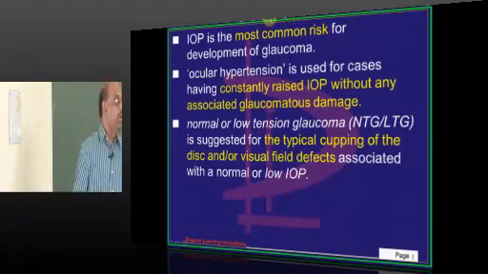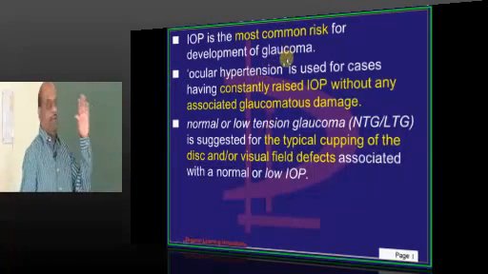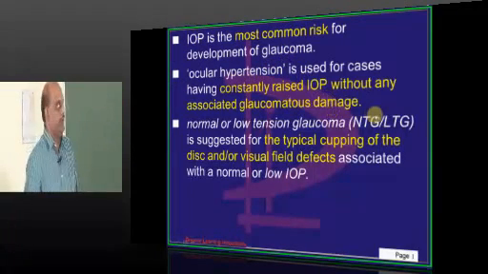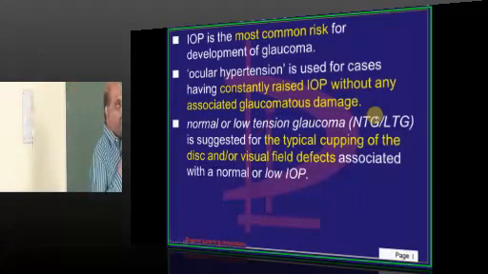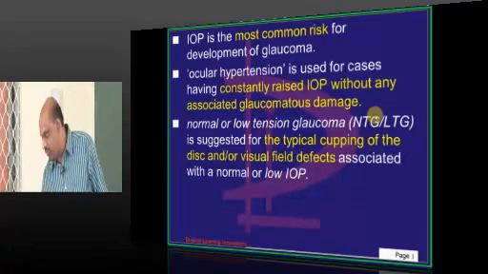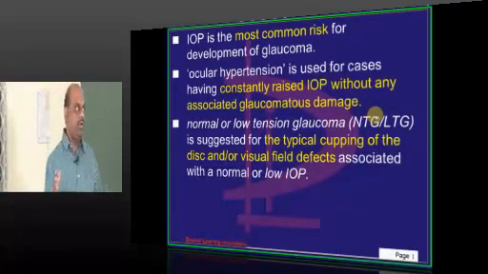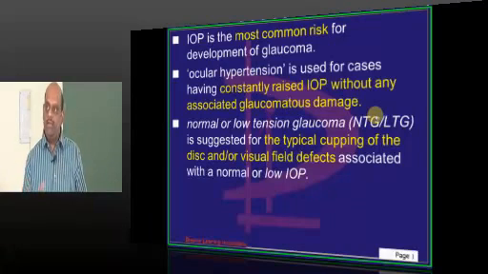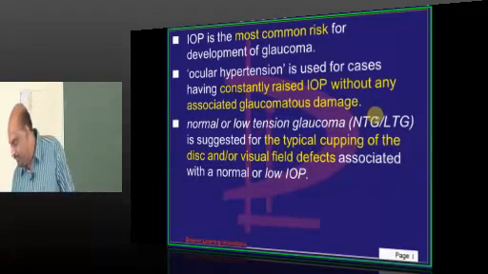Intraocular pressure is the most common risk factor for the development of glaucoma, as all of you know. Now, a few definitions you need to be very, very clear with. Please let me know if the voice is loud and clear or not for everybody. Otherwise, we will make corrections.